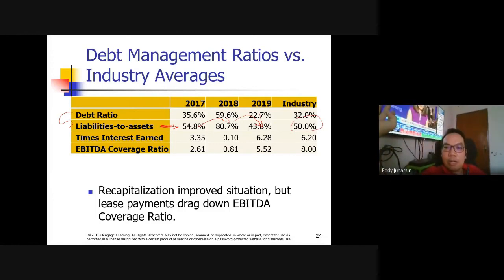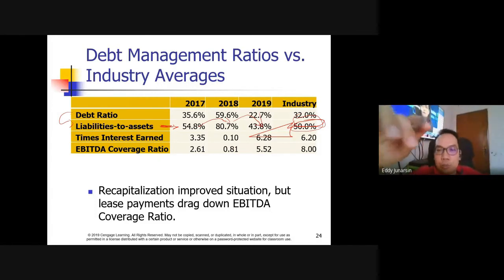So in 2019, the company was not employing as much debt in terms of its ratio to total assets as that of the industry average, because the industry average is using like a 50% debt ratio or liabilities ratio. So this being the case, the company still has room for maneuver, the debt capacity that could be used sometime later, should it have good project potentials.